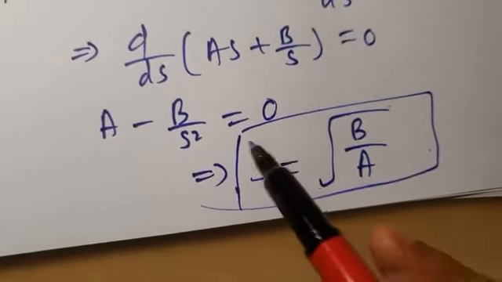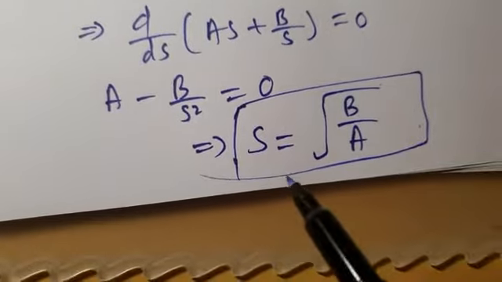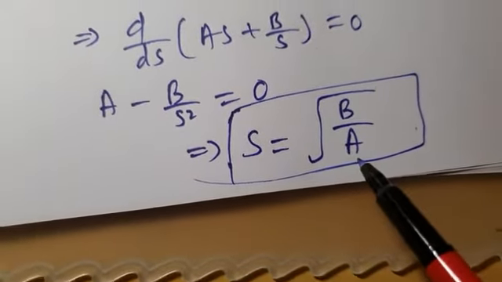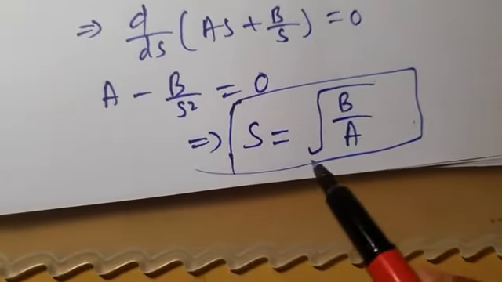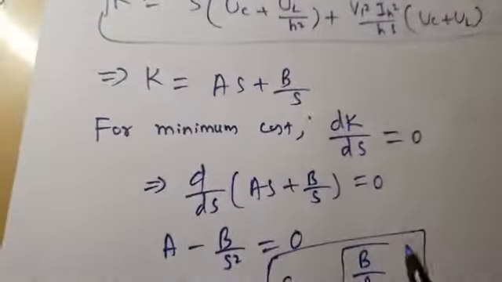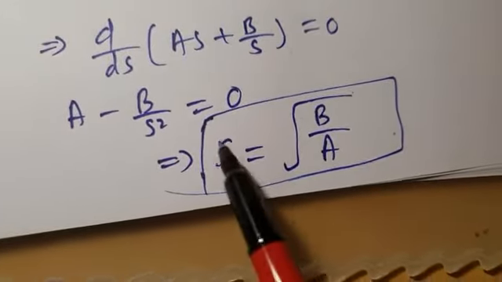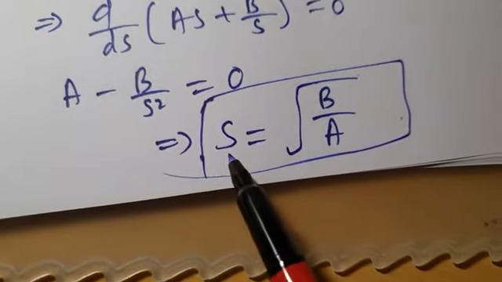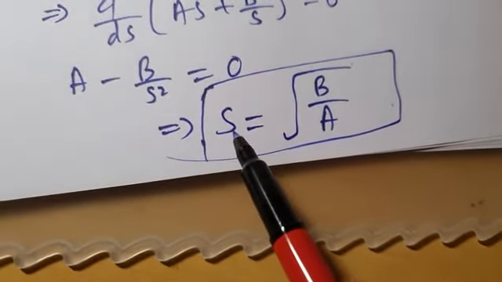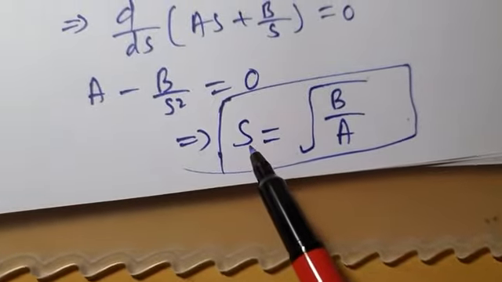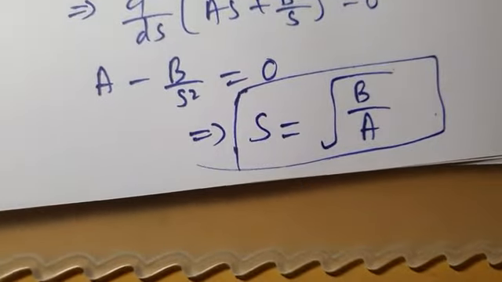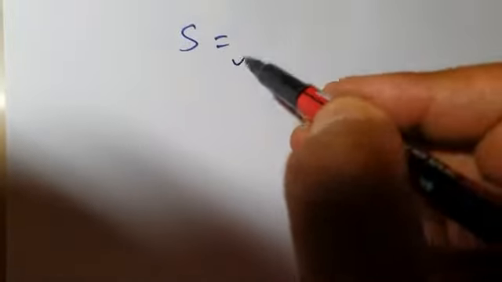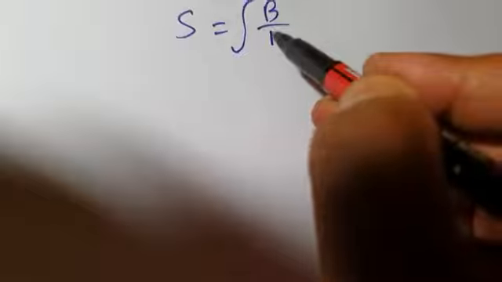The rating, or the total megavars or total reactive power for which the filter should be designed, is given by under root of B by A. I know what is B, I know what is A. I can find the total reactive power for which my filter should compensate, and corresponding to that reactive power, my filter will be designed for minimum cost. Okay, the condition for minimum cost is S equal to under root of B by A.